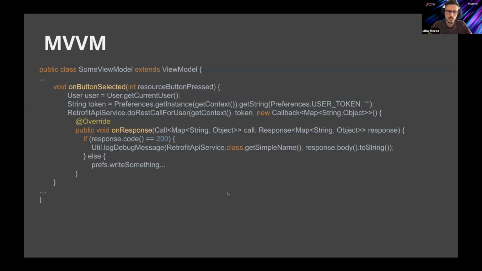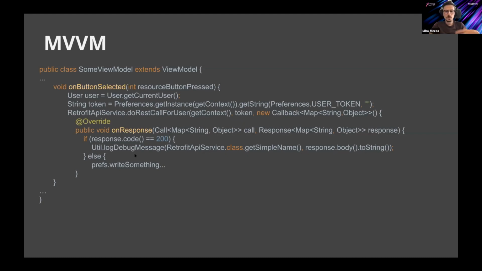In order to see how this might not be the best way to go forward, let's take this simple example. We have some view model. It has some method that uses a user model from a singleton, then also takes the token for authentication. It then goes on and does an API request. This is the model part. It has a really weak model, so it can map any kind of string to any kind of object. And on the callback itself it also checks for an HTTP 200, logs some message or writes some file.